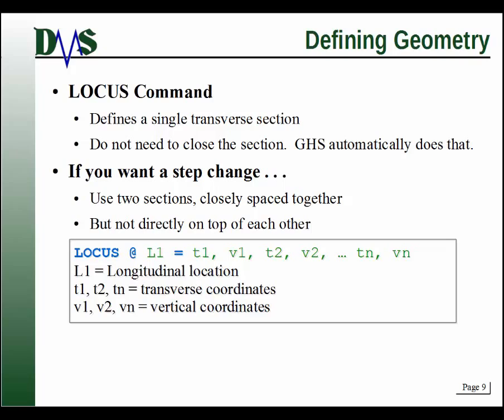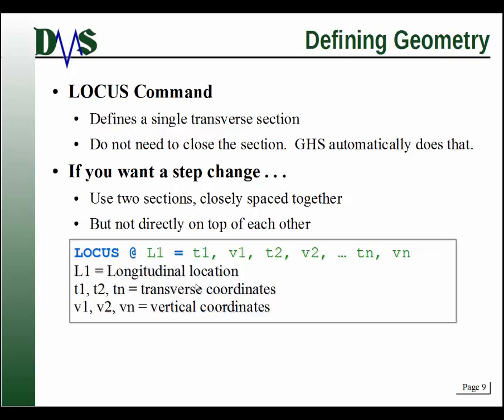Now the locus command defines a single transverse section. Remember, GHS works in sections, okay? And so what you're going to do with the locus command is you're going to give it a transverse section plane, and then you're going to specify the coordinates of the line of your ship or whatever your part is inside that plane.